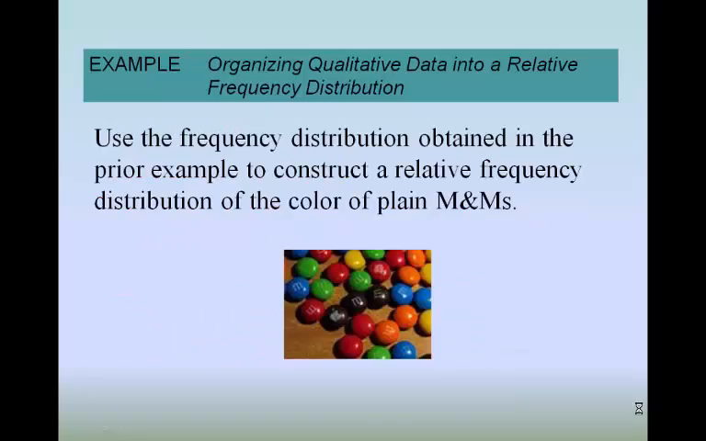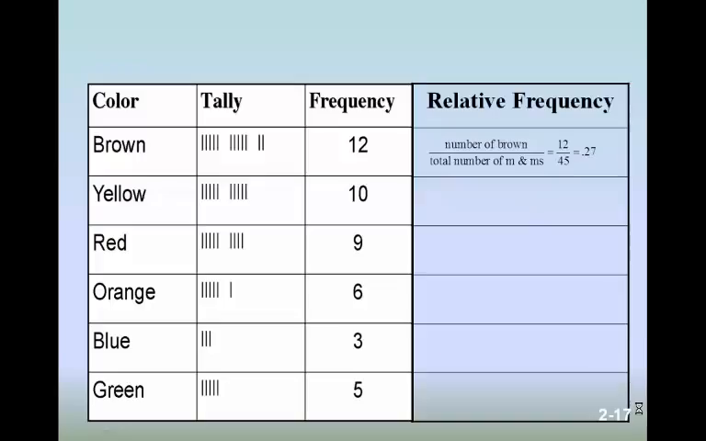Now we want to use the frequency distribution obtained in the prior example to construct a relative frequency distribution of the color of plain M&Ms. Remember, our frequency distribution was that table that listed the number of all the different colors we had. Now we want to turn those into a relative frequency. So we had 12 brown M&Ms, and if you count all of the numbers in the frequency column, you'll find out that there were a total of 45 M&Ms in this bag. So 12 divided by 45 is equal to 0.27, and we're going to round these to the nearest hundredth.